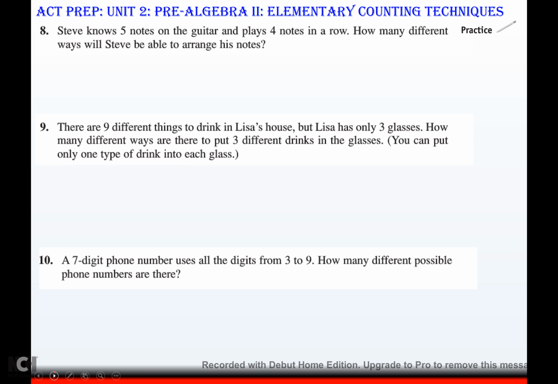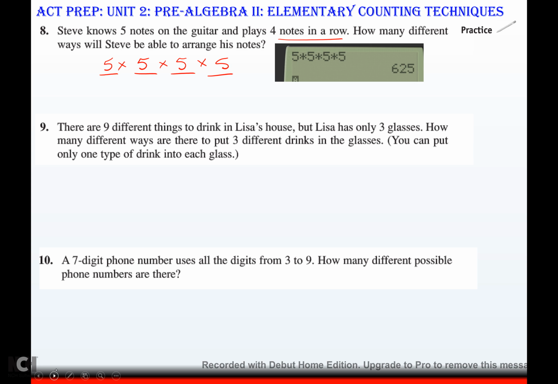Okay, number 8. It says Steve knows 5 notes on the guitar and plays 4 notes in a row. Not at once. He doesn't play them all at once, but he plays 4 notes in a row. Well, how many different ways will Steve be able to arrange his notes? He's going to play 4 notes in a row. He has 5 choices for his first note, 5 choices for his second note, 5 choices for his third note, and 5 choices for his fourth note, which gives him 625 possible combinations. Okay.